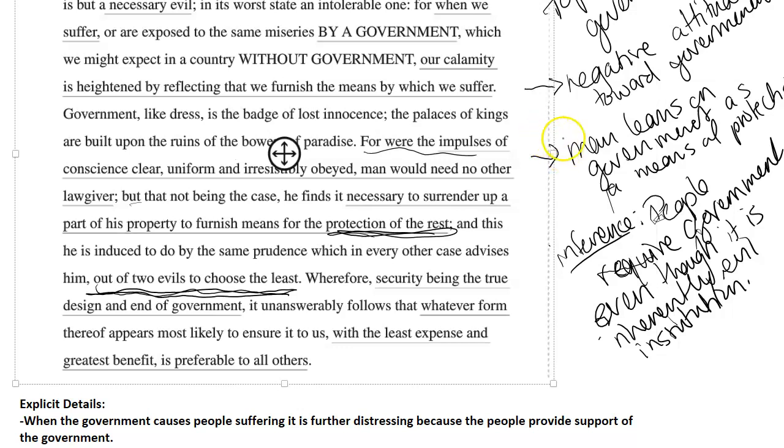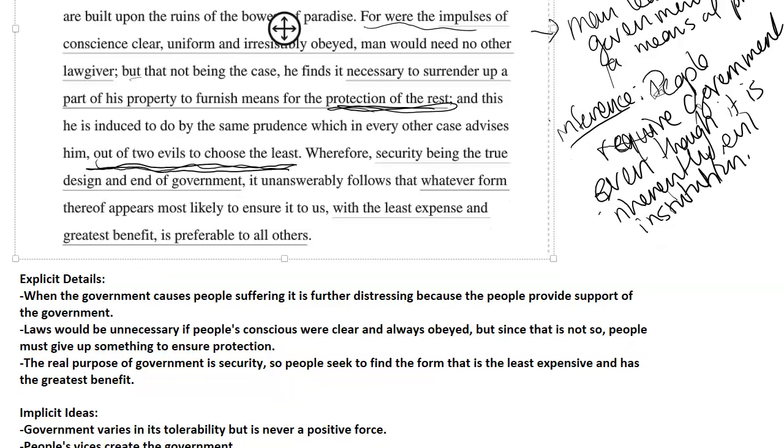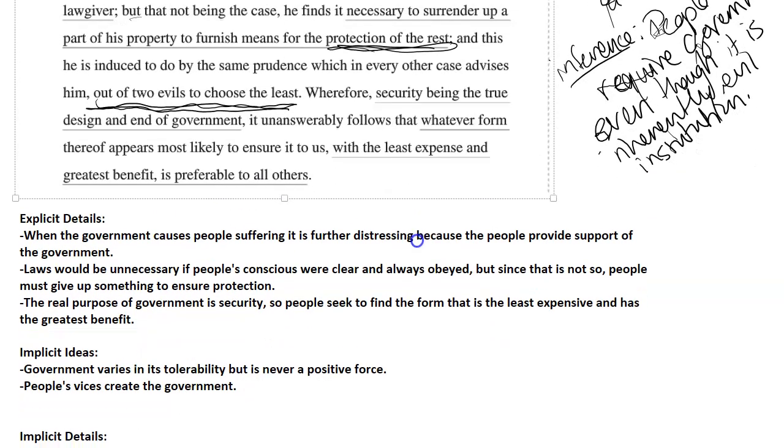This is what we annotated earlier, where if we did have a clear conscience and were able to not need another lawgiver, then maybe this wouldn't be the case, but that's not actually true, and man finds it necessary to surrender to government so it can ensure protection for all others. Three, the real purpose of government is security. So people seek to find the form that is the least expensive and has the greatest benefit. And we see that in that last sentence here.